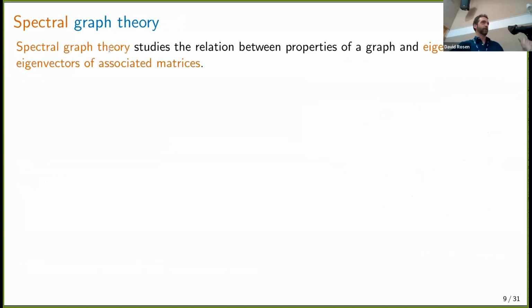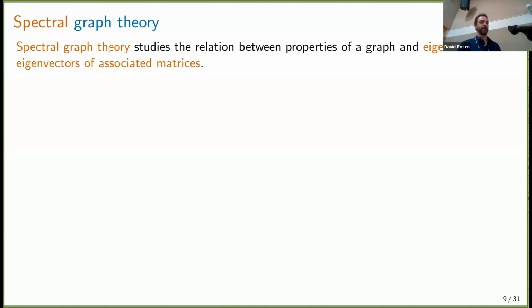Okay, so that's graph theory writ large. What about spectral graph theory in particular? Spectral graph theory is a sub-branch of graph theory that studies relations between properties of a graph and eigenvalues and eigenvectors of matrices that you construct from that graph.